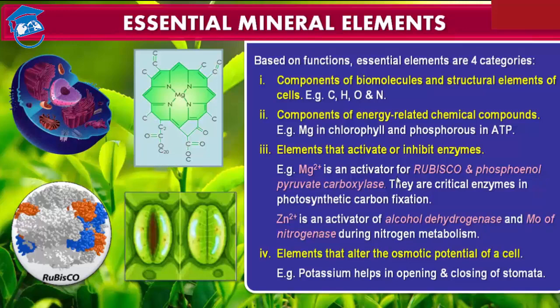Another example is the zinc ion, which acts as an activator for the alcohol dehydrogenase enzyme, and molybdenum, which acts as an activator for the nitrogenase enzyme used during nitrogen metabolism. And the fourth category is elements that alter the osmotic potential of a cell. For example, potassium.